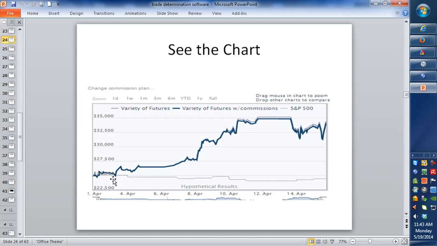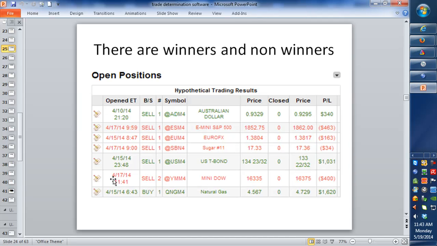It's doing okay, a little choppy, but going up. And here we see a few days later, and there was profit taken in quite a few, and there's various winners and losers. You can see here the Australian dollar is now up $3.40, and the natural gas is up $16.20. That's not bad.